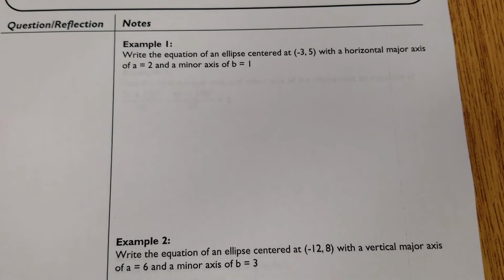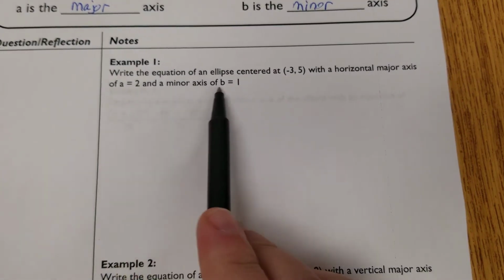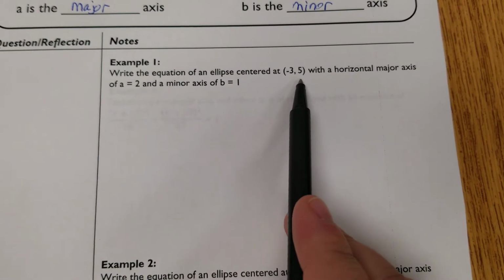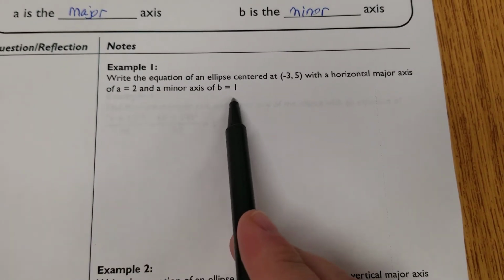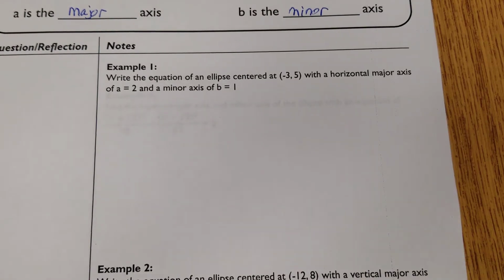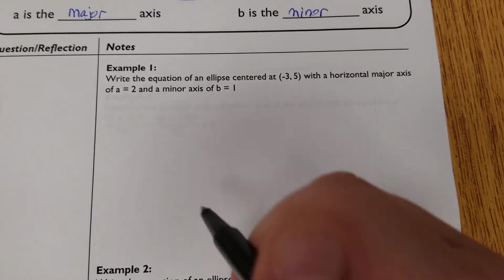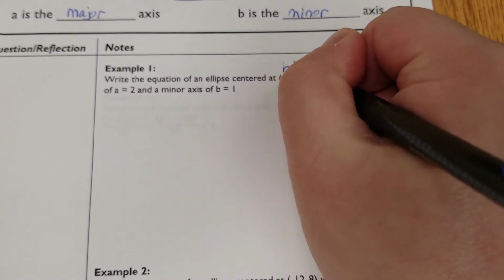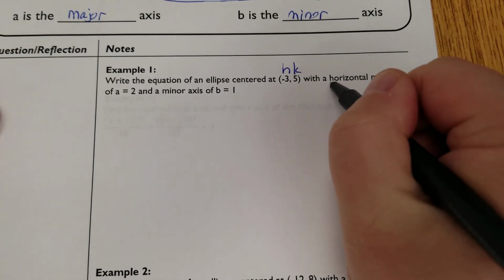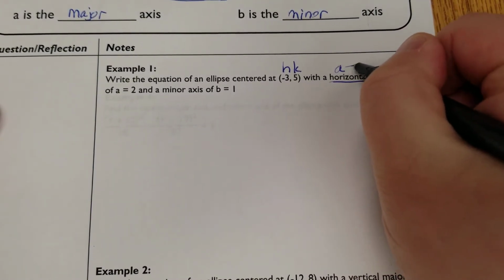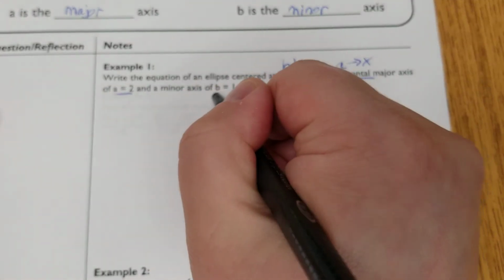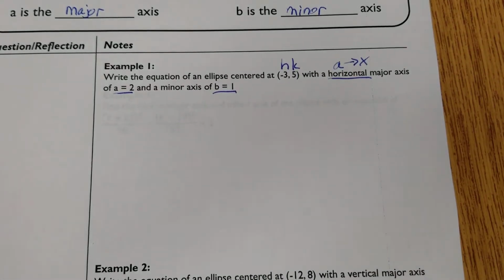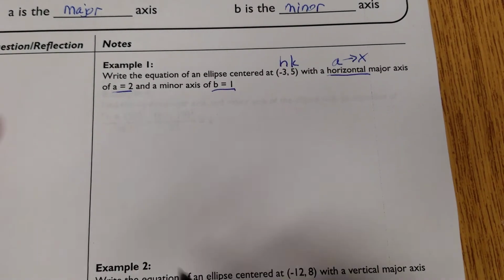So for the first example here, we're asked to write the equation of an ellipse that's centered at (-3, 5), with a horizontal major axis of 2 and a minor axis of 1. So now we start thinking about exactly what's going to happen here. We know we have a center, we'll call this h and k. Horizontal means my a should be tied with my x fraction. And we now know the value of a and the value of b. It's a matter of writing out the equation and plugging the numbers in the correct spots.